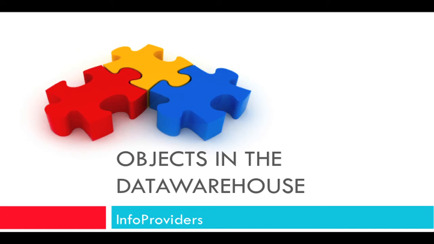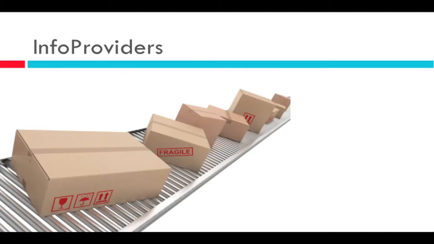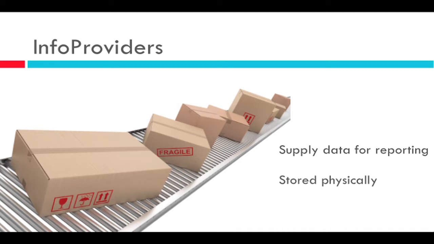First, we have to take a look at the objects in the data warehouse. The first object, which is a very important one, is called InfoProviders. And as you can infer from the name, they provide data for reports. This is the access point where the reports come in and get the information to display. The data can either be stored physically, or we can have a combination of different InfoProviders to form a view. In this case, the data is not stored physically in the InfoProvider.